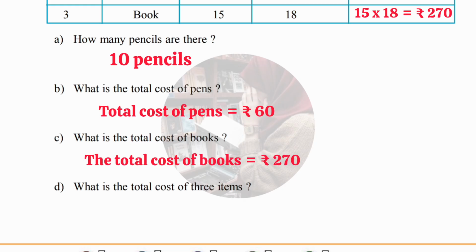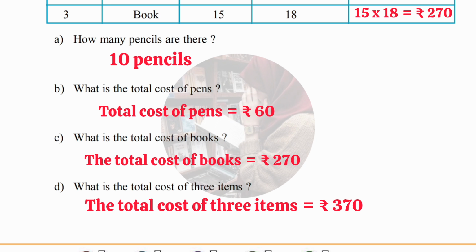Okay, fourth question, what is the total cost of 3 items? If you add all the 3 items, you will get the answer as 370. So this is the answer for the total cost of 3 items, that is pen, pencils and books in total. Got it, guys? Up to here your 5th chapter multiplication workbook answers are finished.